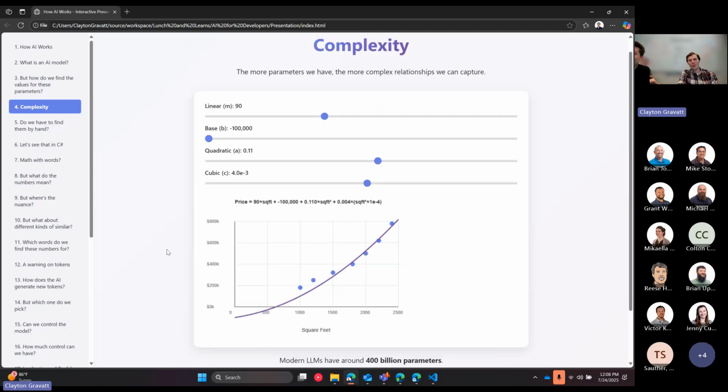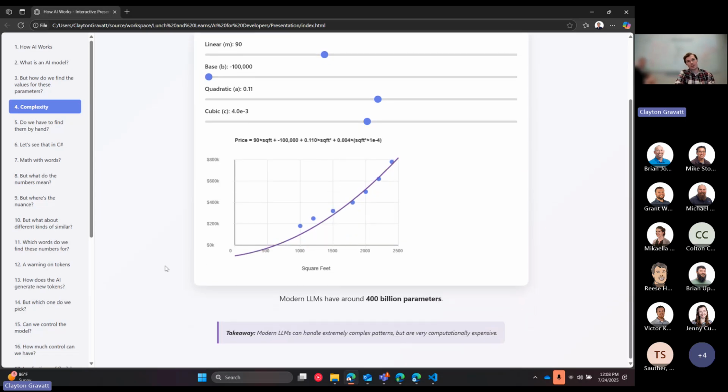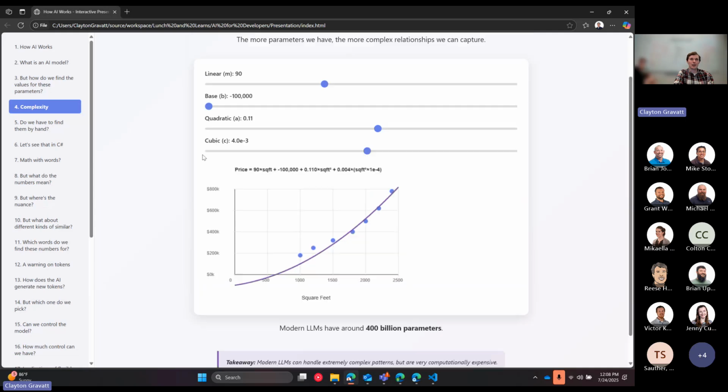Okay, so that's our 4-parameter example. And the takeaway there is just that the more of these parameters we have, the more complex the relationships are, the more squiggly the line is that we can draw along the way. And modern LLMs, it depends on which one you use, but a lot of them have about 400 billion of these parameters. So the takeaway there is that these modern LLMs can handle extremely complex patterns, but are also very computationally expensive, both at inference time, if I wanted to make a prediction for a price here, it would be a lot of calculations, but especially at training time.